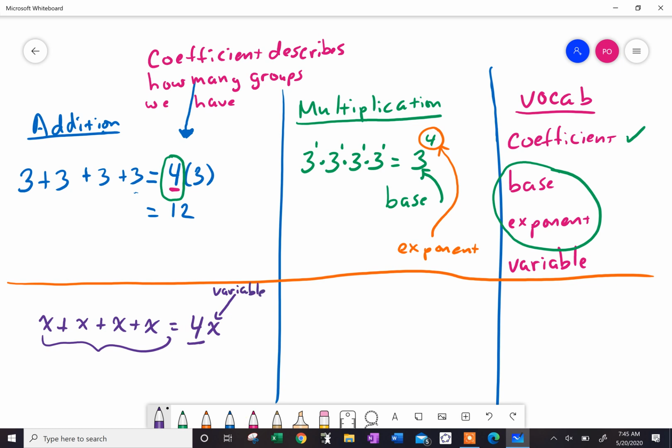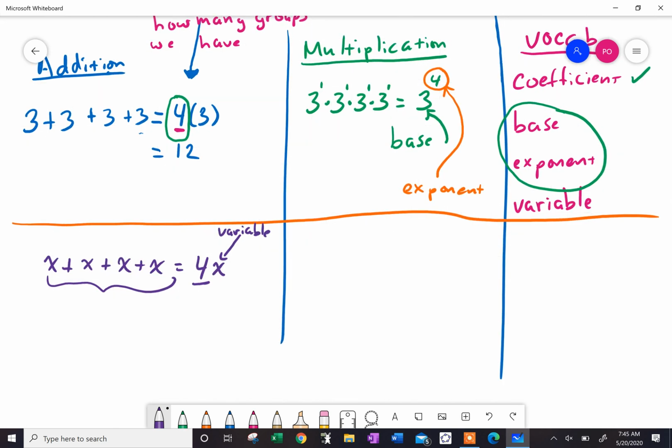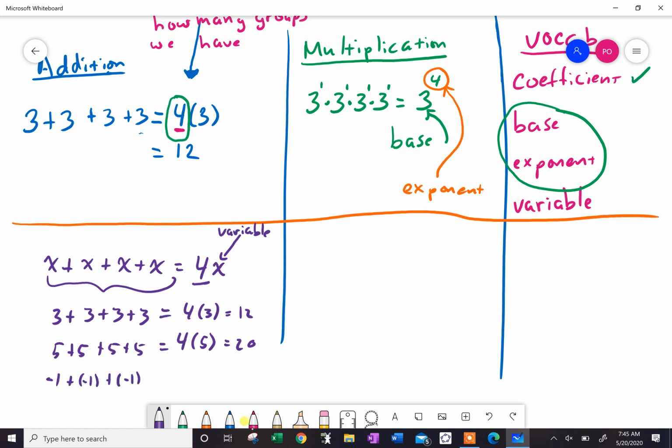If X was 3, like in above, then what I would have is 3 plus 3 plus 3 plus 3, which is 4 times 3, which is 12. But if X was 5, I would have this, 5 plus 5 plus 5 plus 5, which is, I still have 4 of them. I have 4 groups of 5. So it would be 20. And that could really be any number, including negatives. If I had 4 groups of -1, well, -1 plus -1 plus -1 plus -1 is -4. So that's how the variable works for repeated addition, which ends up being multiplication.